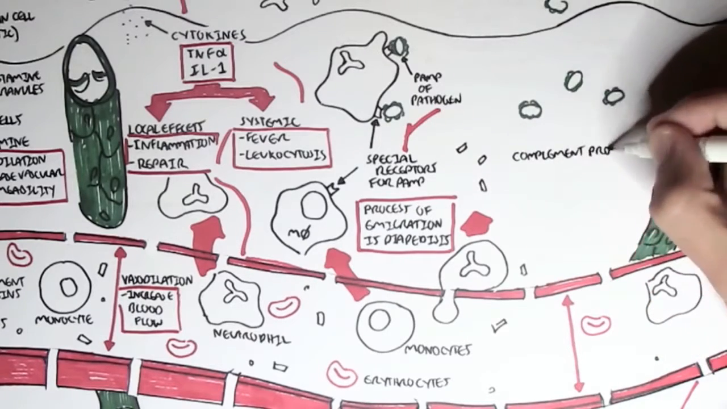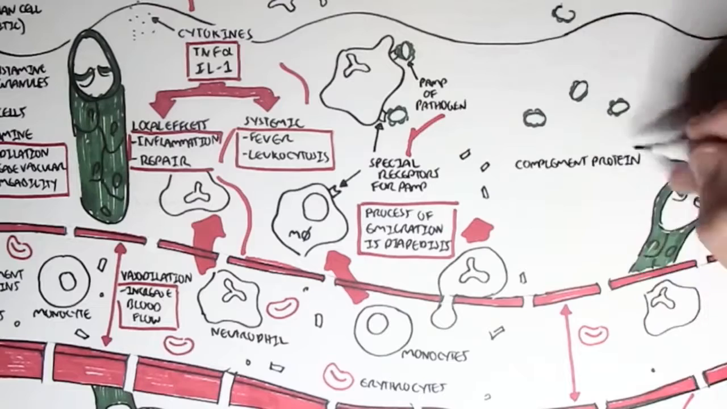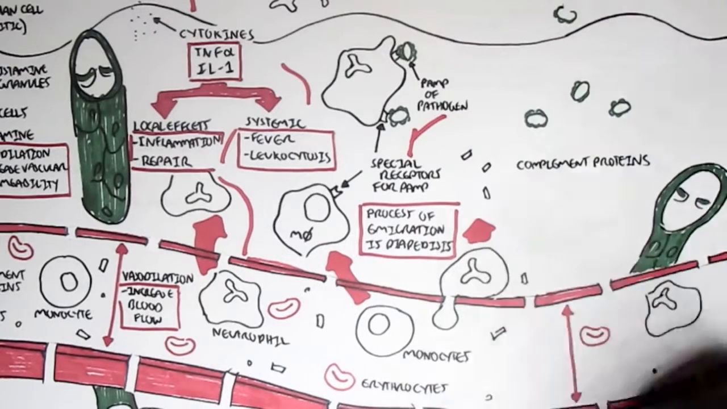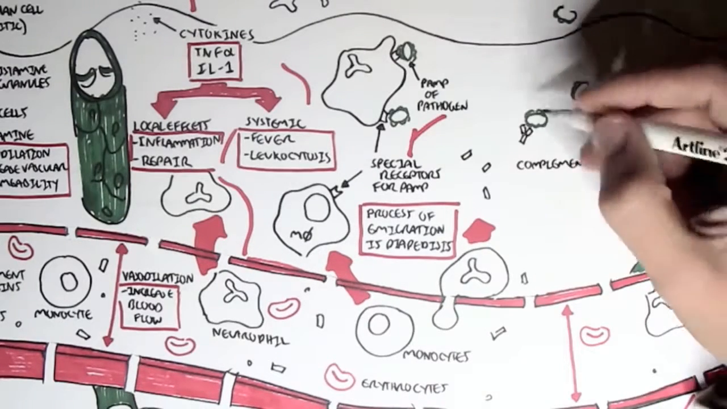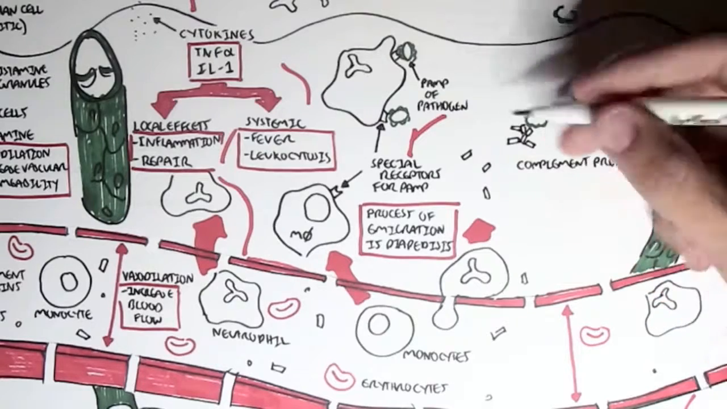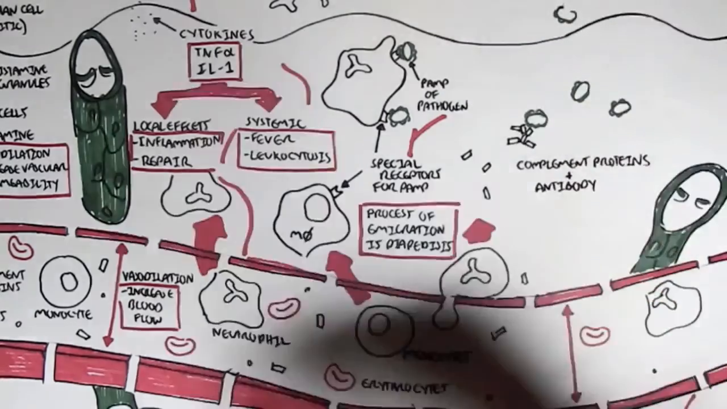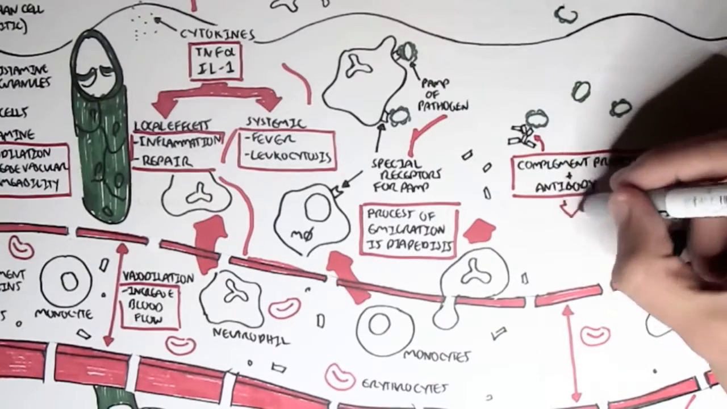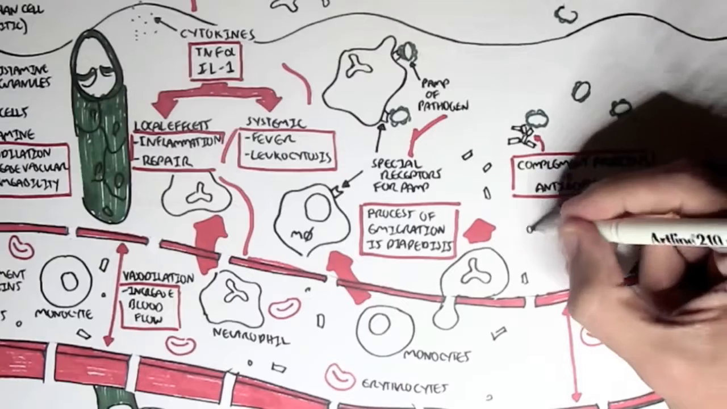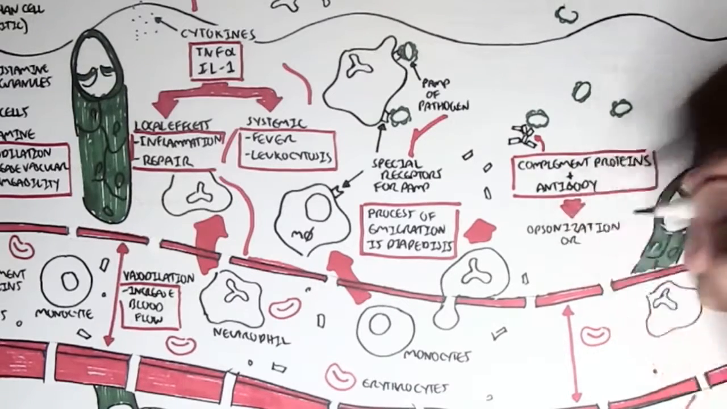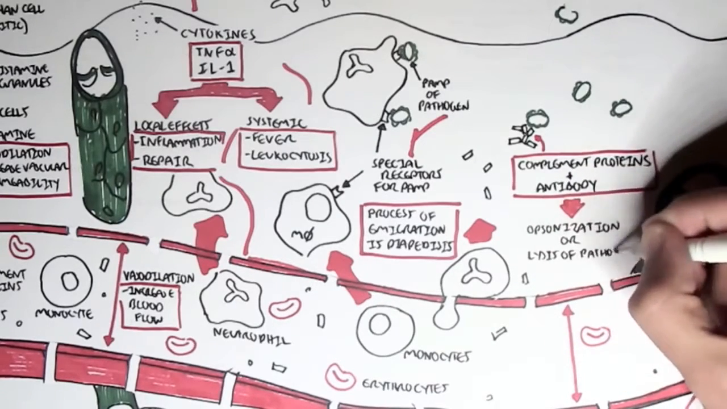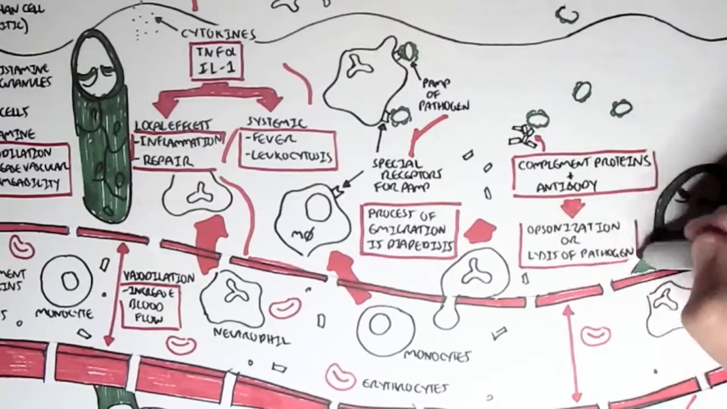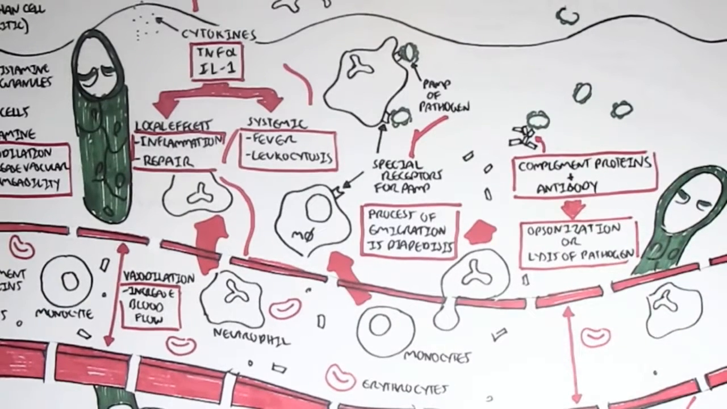So how about the complement proteins, the plasma inflammatory mediator? What do they do? Well, if a bacteria or pathogen is present, the complement protein with antibodies can cause a few things to happen. It can cause opsonization, or it can essentially create a hole within the pathogen, causing it to lyse. So let's talk about opsonization first.